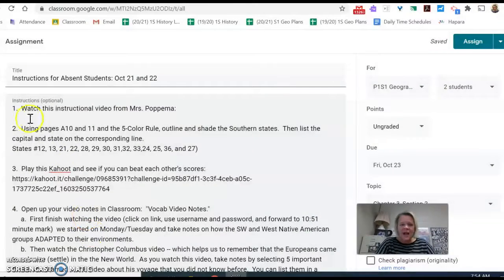All right. So after you watch this instructional video, you're going to use page A10 and 11 in your textbook. Remember the 5-color rule that we talked about. Whatever 5 colors you used on Monday or Tuesday, you're going to continue using those same 5 colors in a repeating pattern as we create our political map of the United States. And we're going to go on to outline and shade the southern states, okay? And then list the state and capital on the corresponding line. I've given you all the numbers of the states that need to be done.